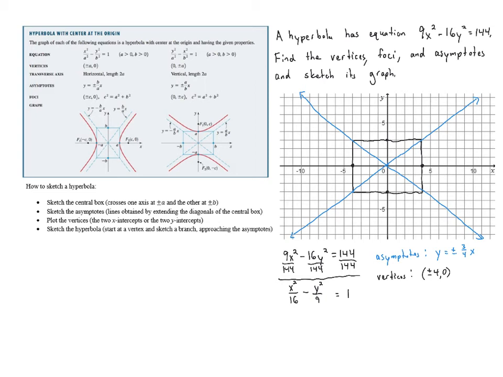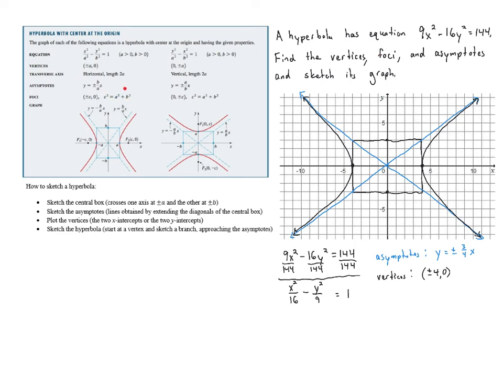Once we've plotted the vertices, we can sketch the hyperbola by drawing the branches so that they're getting closer and closer to the asymptotes. And on the left-hand side, we want them to also be tangent to the central box, meaning it's a nice smooth curve here that touches the central box just at one point on each side. So there's our graph. We have the asymptotes, we have the vertices. We were also asked for the foci.